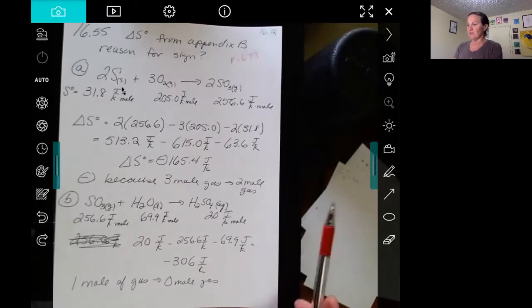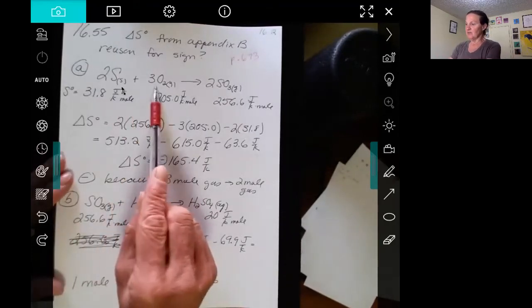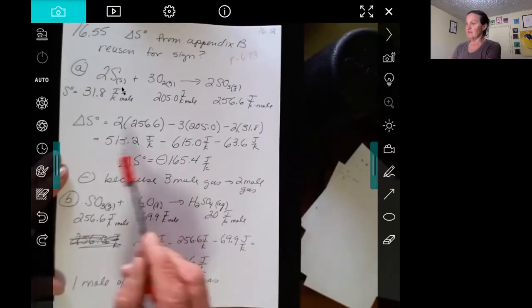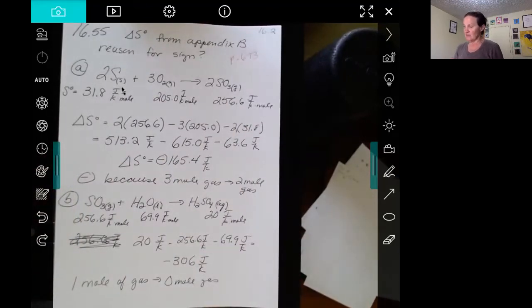And if you want to think about why it's negative, we go from 3 moles of gas to 2 moles of gas. So that makes sense that the entropy decreases in that process. So for B, we have sulfur trioxide and water forming sulfuric acid. Same process, look each of these up.